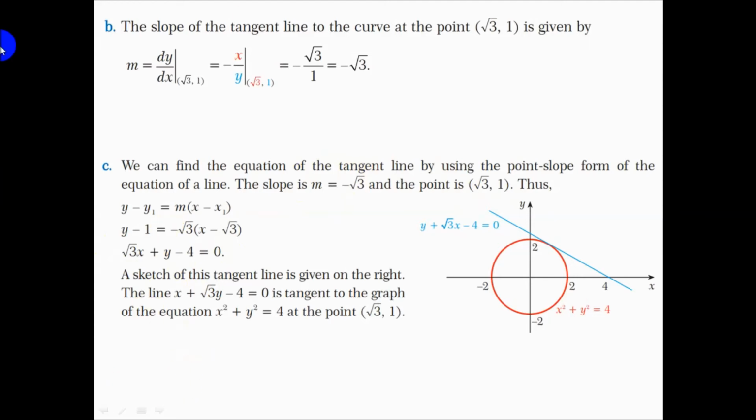So if you want to sketch the graph, you can take and see in here the equation of the graph from the circle, and the point in here and the tangent line in here. So it is the answer of the example.